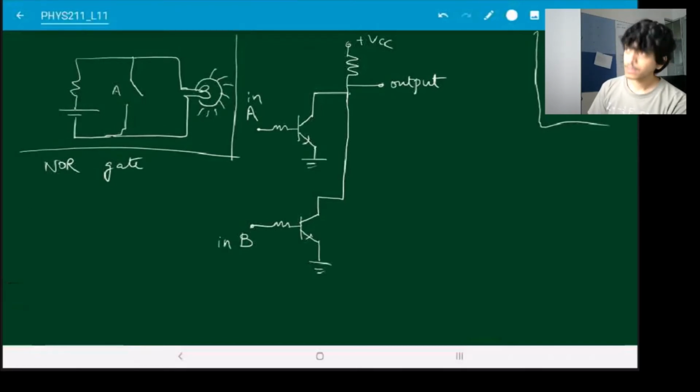So when A is high, then this transistor will conduct. Let's say A is high and B is high. Then A is also conducting, B is also conducting, and then the output over here, which is the collector of both of these circuits, becomes low.